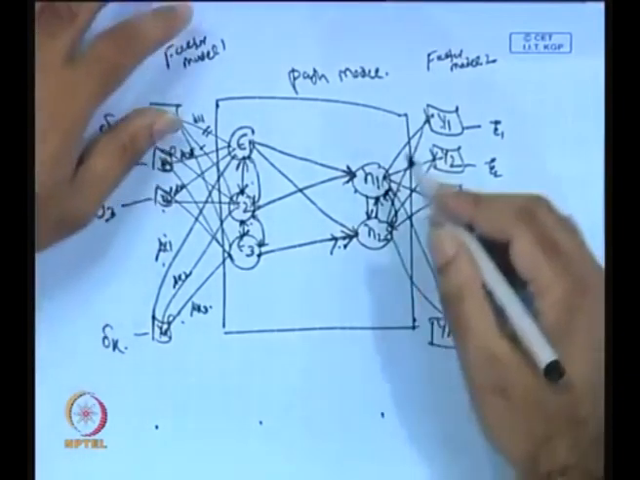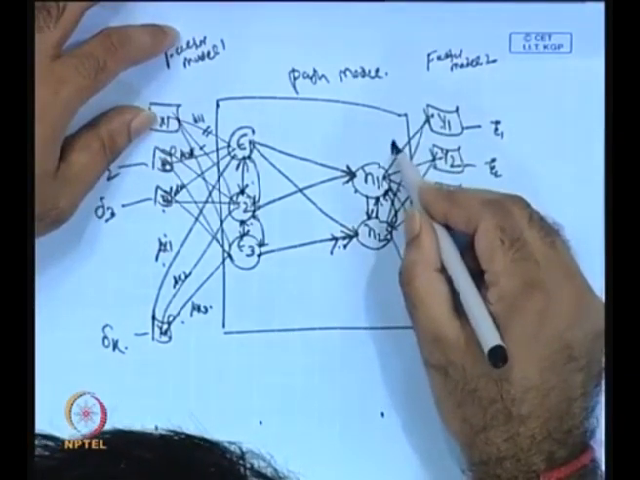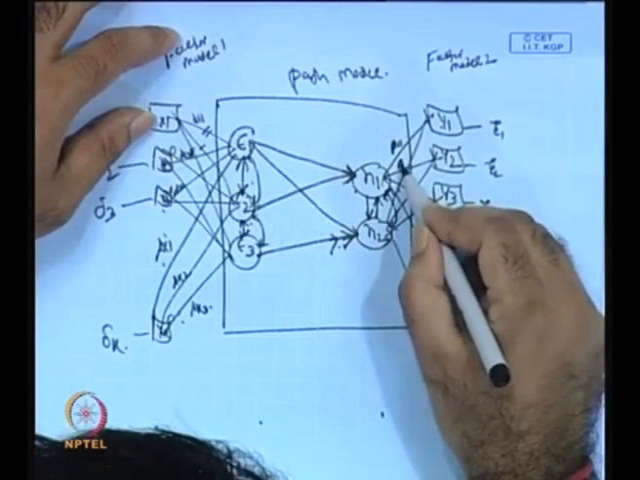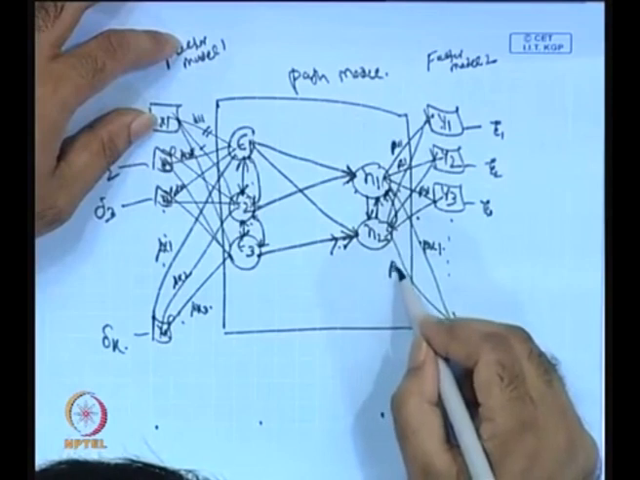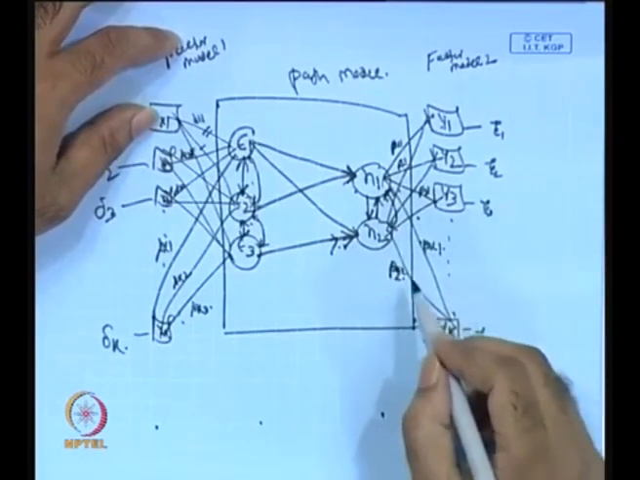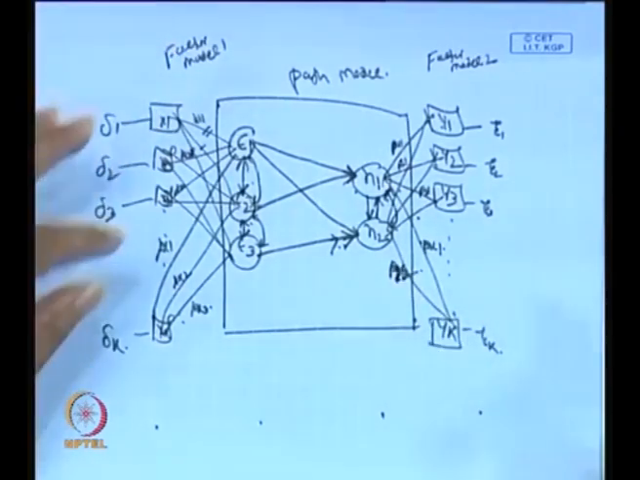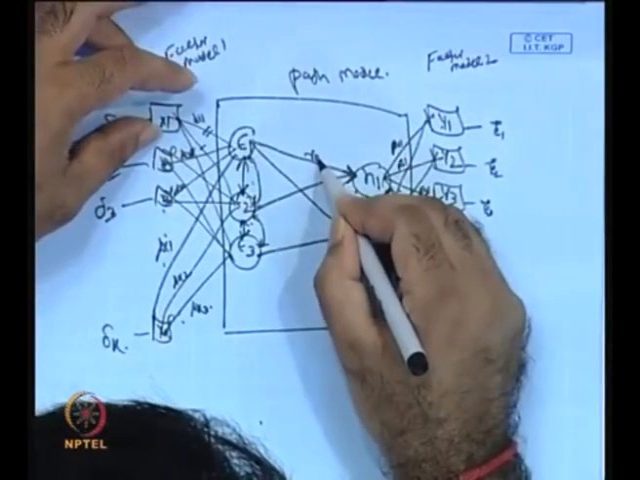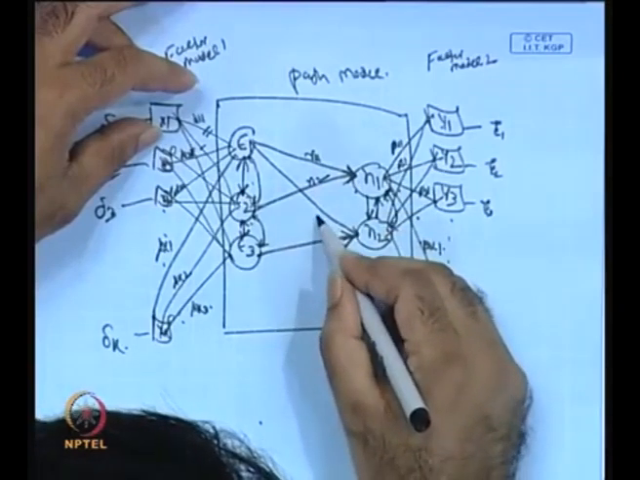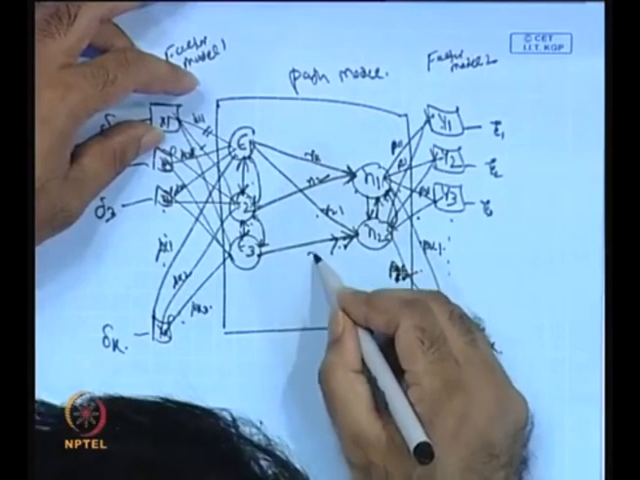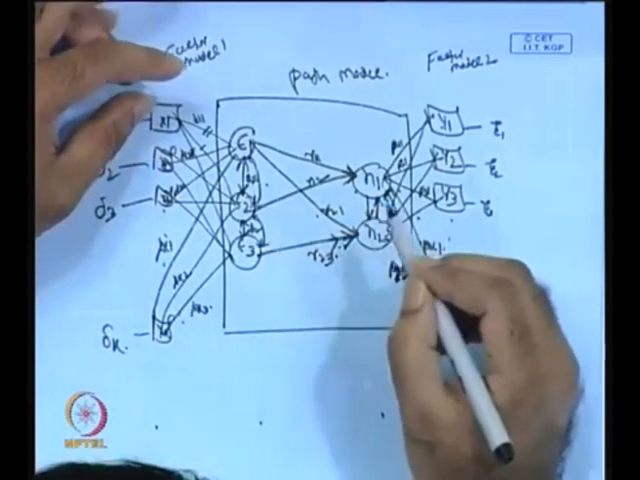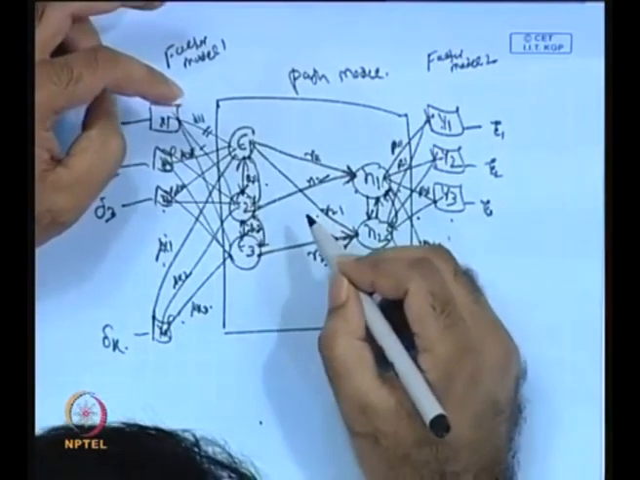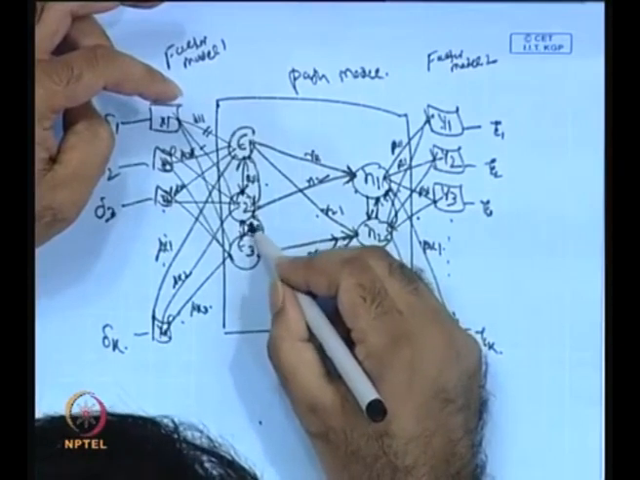Similarly, I will call this one beta 11, then beta 21, beta 31, then beta k1. Similarly, beta 2k and beta k2. This is how you have to connect them. Then I will call this gamma 11, this gamma 12, this gamma 21, gamma 23. Then this is theta 21, theta 22, and theta 23.